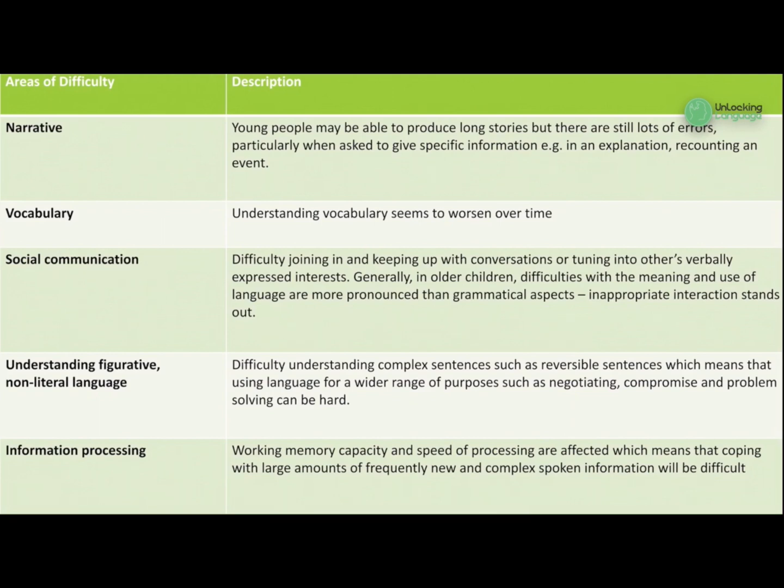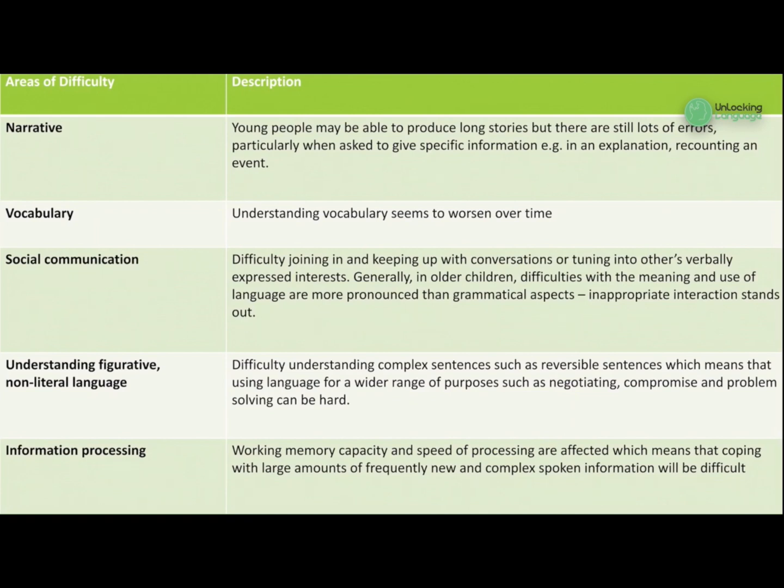So the first is a difficulty with narration, or narrative difficulty. Young people may be able to produce long stories, but there are still a lot of errors in these stories. For example, when they are asked to give specific information or an in-depth explanation about an event that happened with key points which could tell the listener that they fully understood the text.